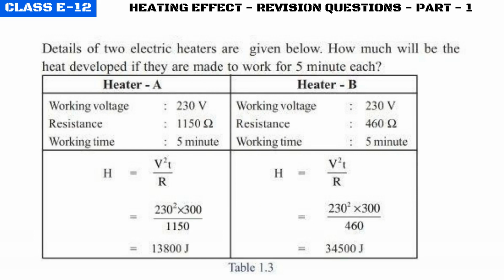The working voltage is 230 volt and resistance 1150 ohm for that first heater, working for 5 minutes. And H is calculated using Joule's law. H is equal to V square T by R, and the answer is given there: 13,800 joules. Second heater B, working voltage is the same 230 volt, resistance is 460 ohms, and working time is the same 5 minutes. Heat energy, the same formula they have used, V square T by R, that is 34,500 joule.